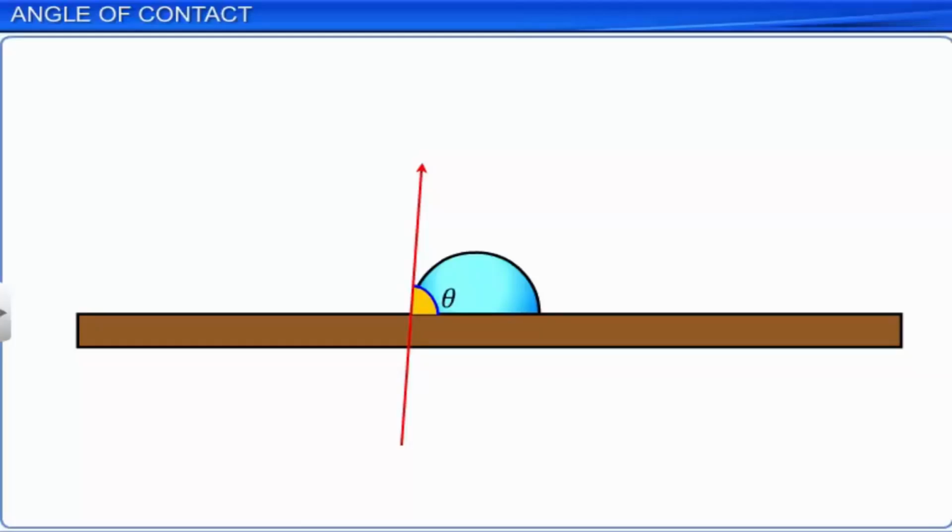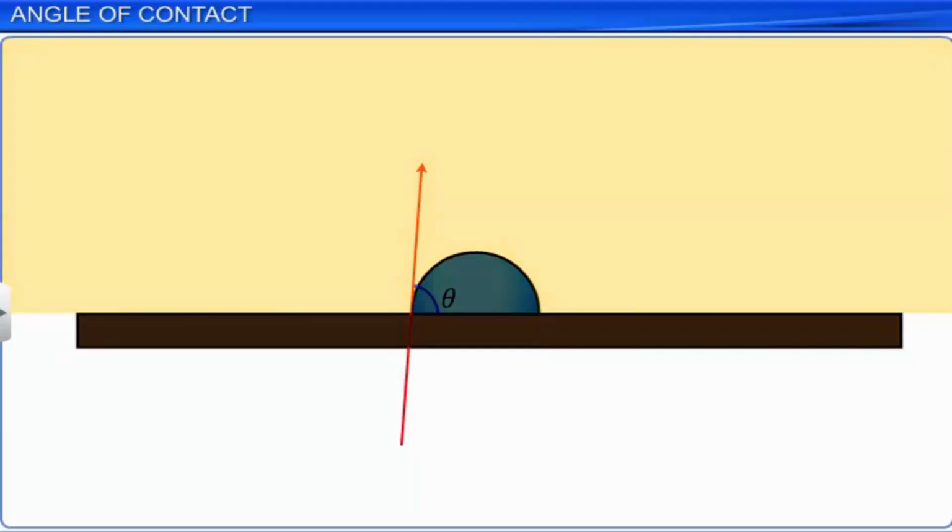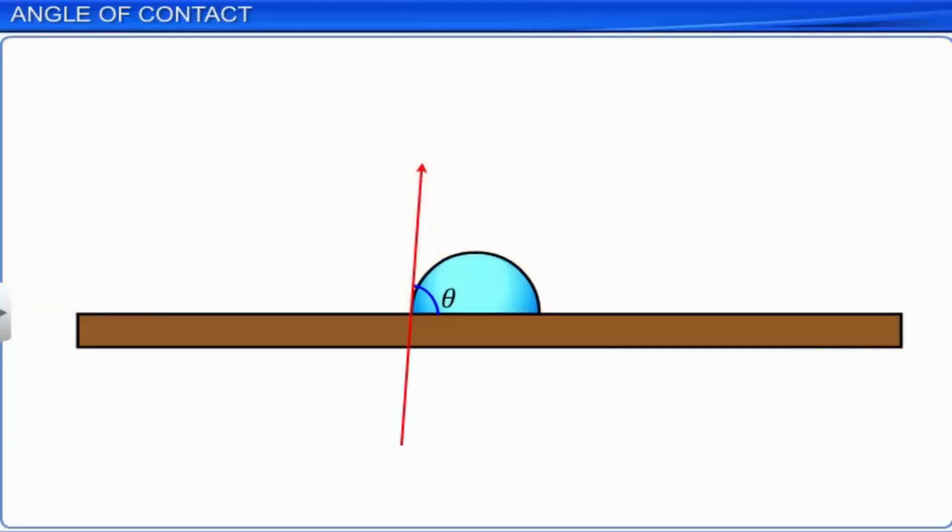The angle of contact, theta, depends on the nature of the liquid and the solid in contact, and the medium that exists above the free surface of the liquid. The angle of contact is fixed for a given set of solids, liquids, and surrounding media, usually air.